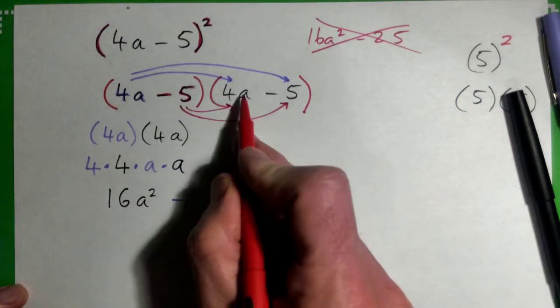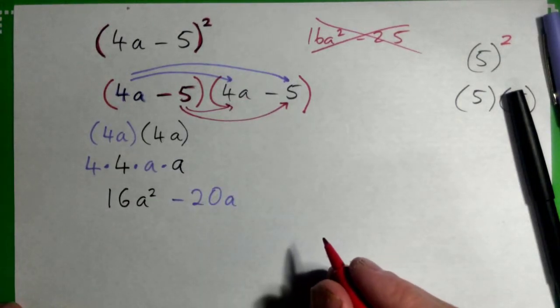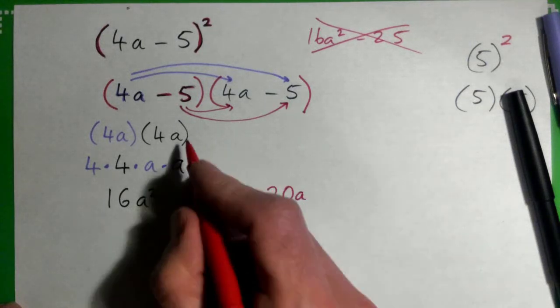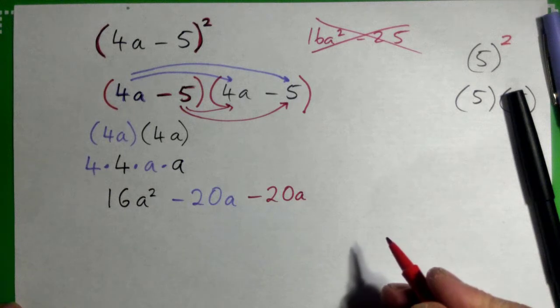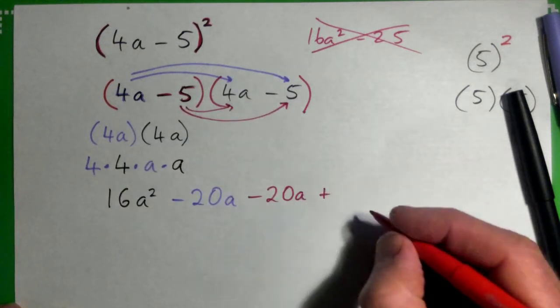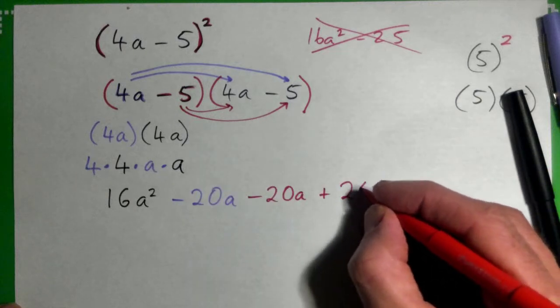Now, negative 5 times 4a and then negative 5 times negative 5. What's negative 5 times 4a? Good, negative 20a. What's negative 5 times negative 5? Positive 25. Negative times negative, positive. 5 times 5, 25. Good.